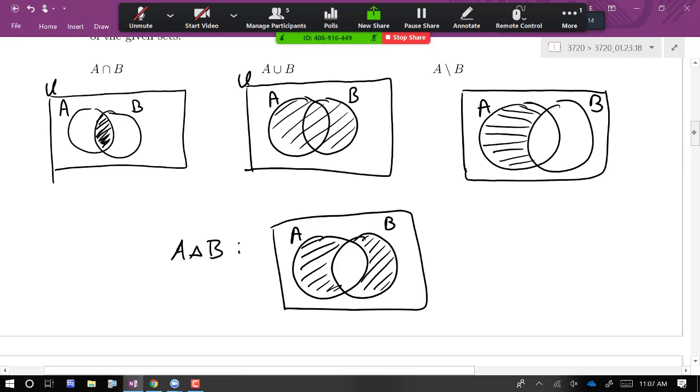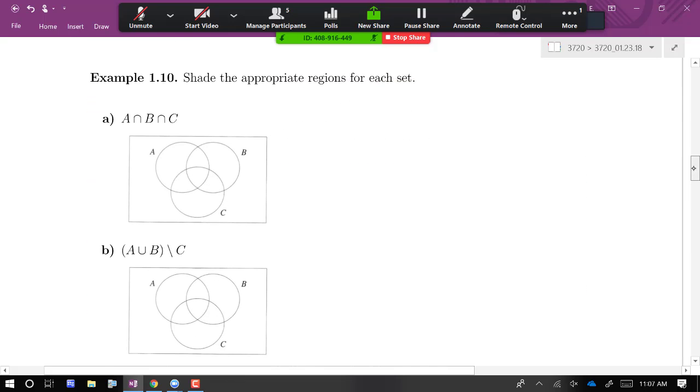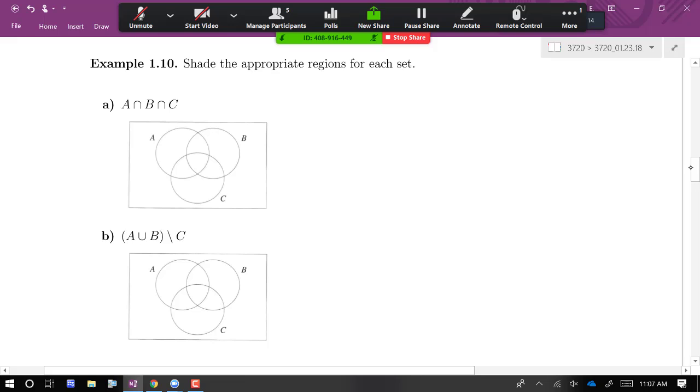Let's try another couple examples. Here we have some sets that involve three distinct sets, A, B, and C. In the first one, part A, we want to shade the region that represents the set A intersect B intersect C. So what's that region? Yeah, just the very middle portion, right? It's just this part here.